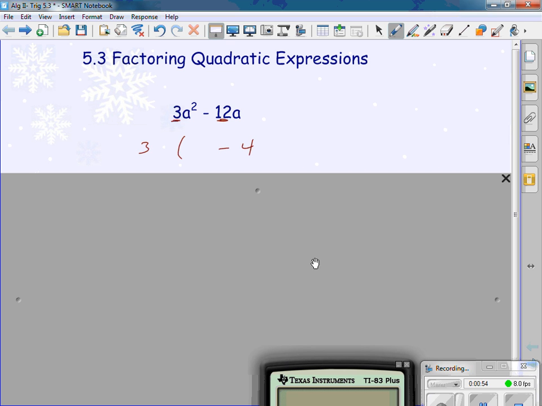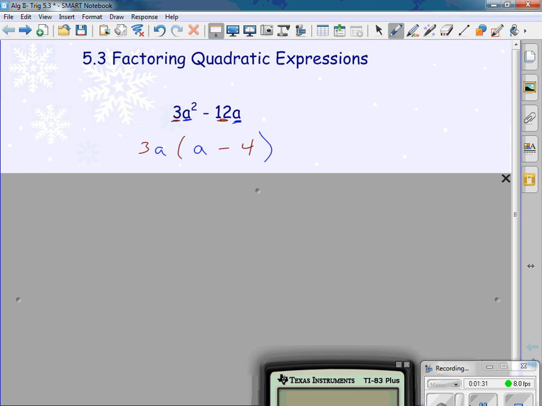4. Now we look at the variables. I have an a squared and an a. What do they have in common? An a. So I'm going to pull out, or factor out, an a. If I pull an a out of an a squared, what am I left with? Just one a. If I pull an a out of an a, what am I left with? Just one. Factored, I have 3a times the quantity a minus 4. That is its factored form.